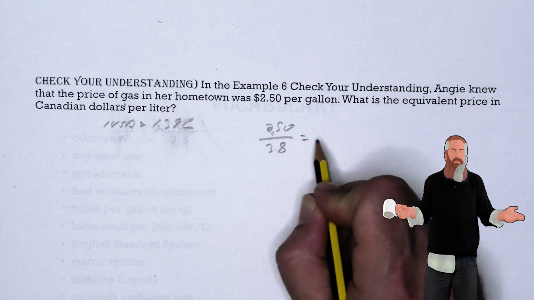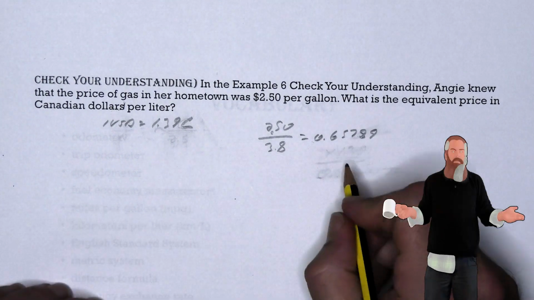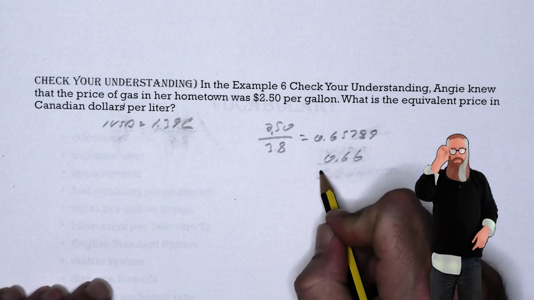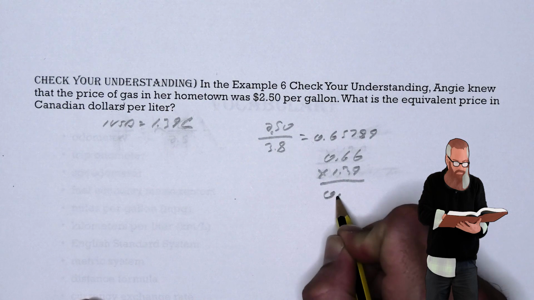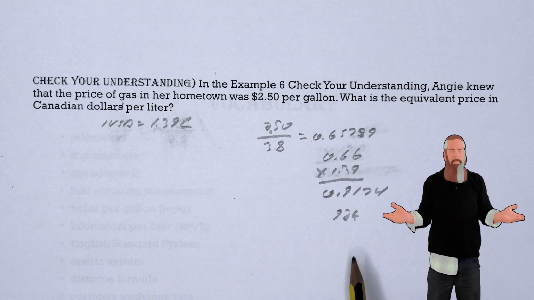This is going to give us 0.65789. So we can round this to approximately 0.66. If we multiply this by 1.39, then we get 0.9174, or approximately 92 cents per liter.